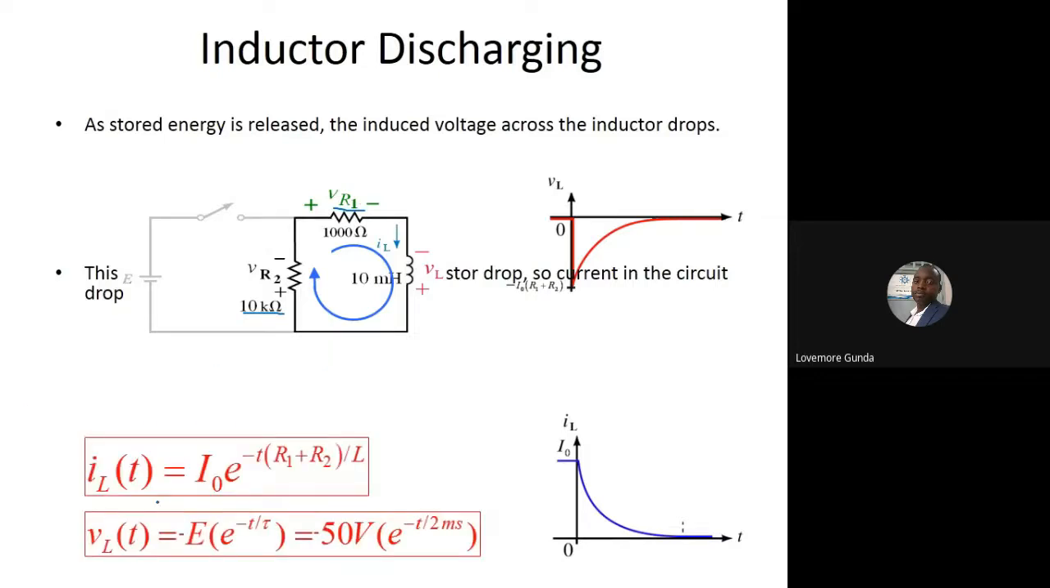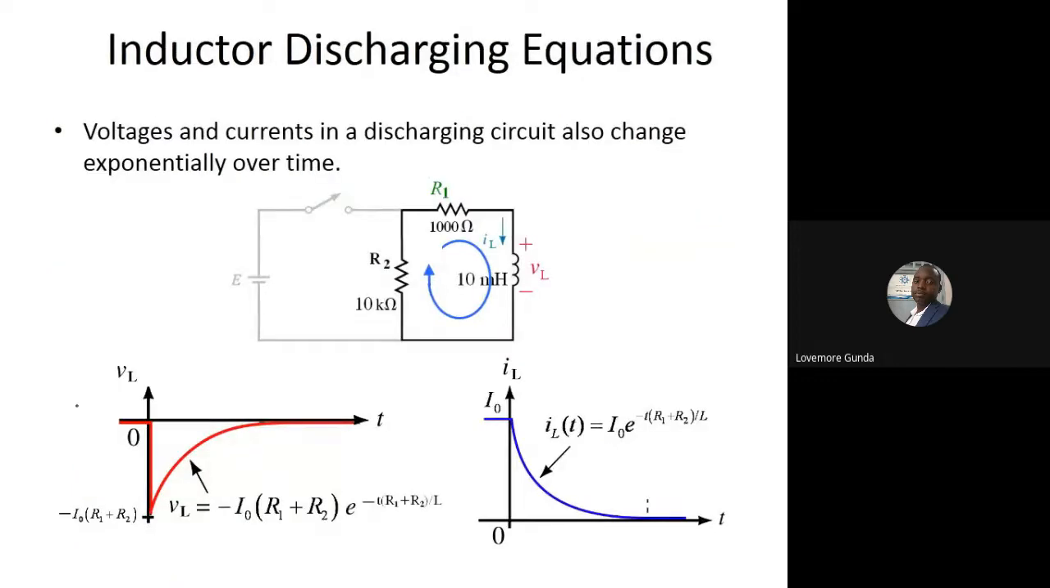Then our I will be equal to I naught times e to the power of minus t over tau. This is the new tau, right? For our discharge phase, the value of tau will change. But for VL, we are using the old value of tau. So voltages and currents in a discharging circuit will change exponentially over time. They will be reducing over time, going to 0.